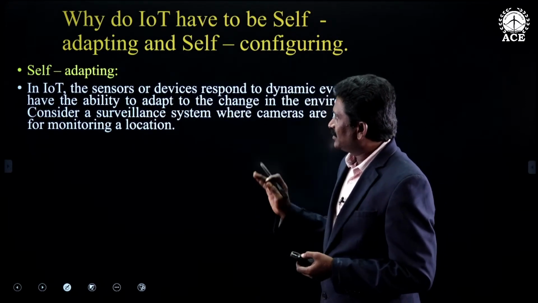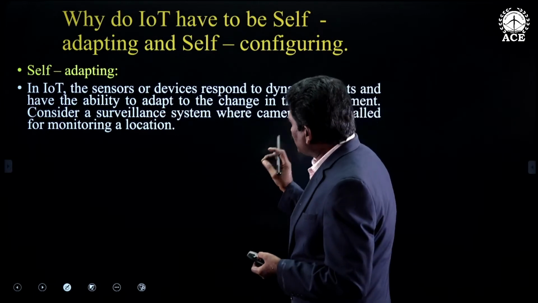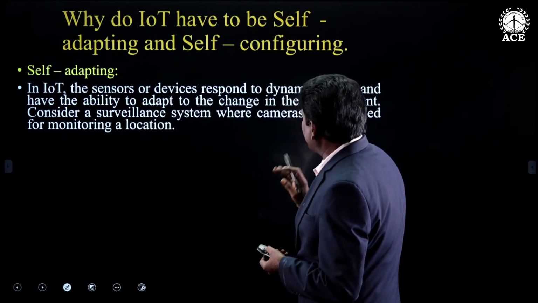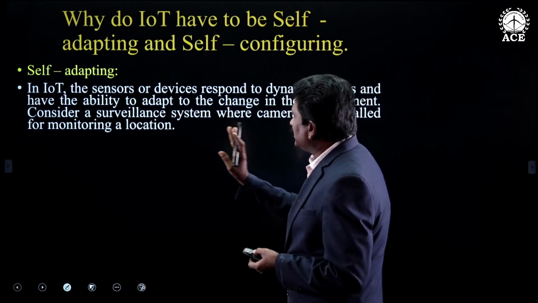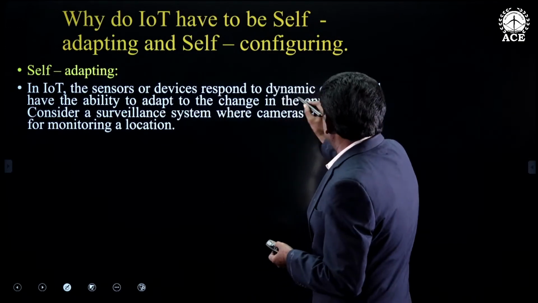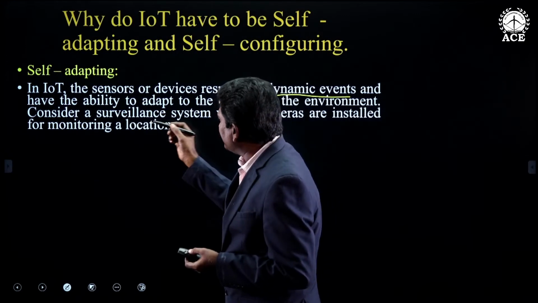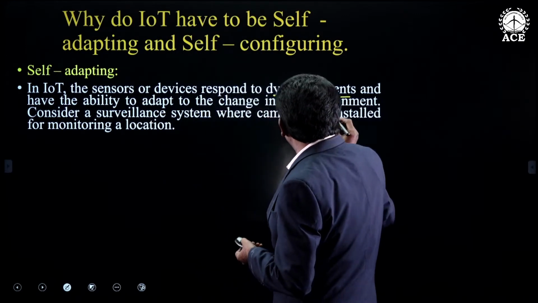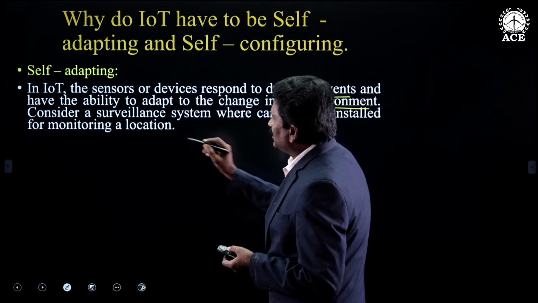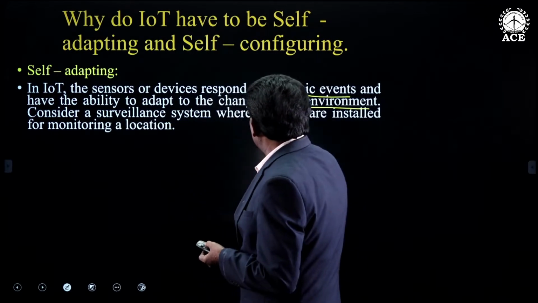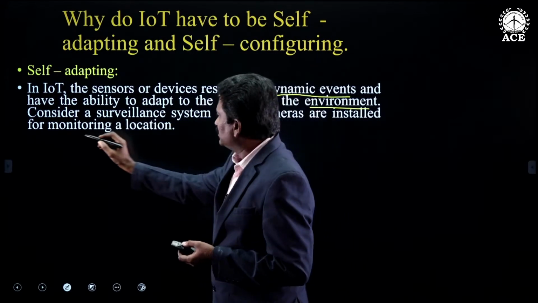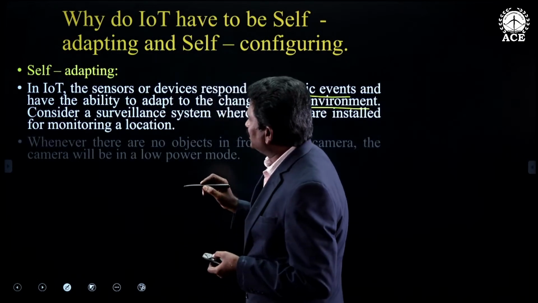Self-adapting means the sensor or device responds in dynamic events and has the ability to adapt to changes in the environment. So consider a surveillance system. Cameras are installed for monitoring a location.